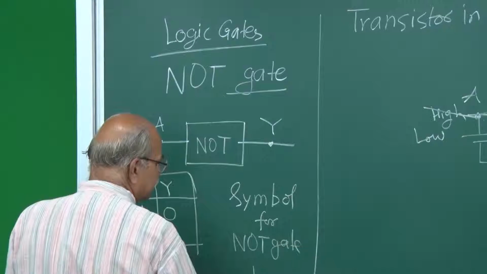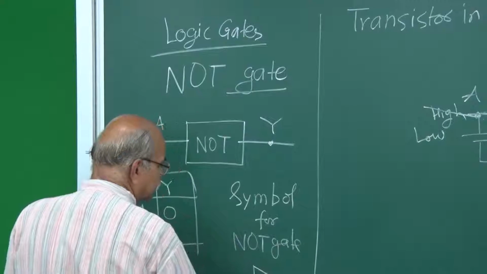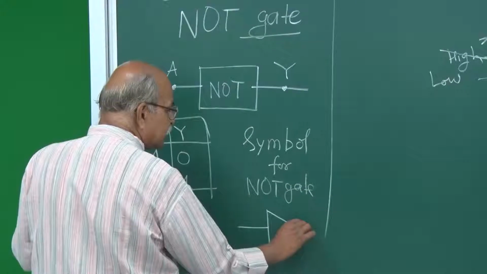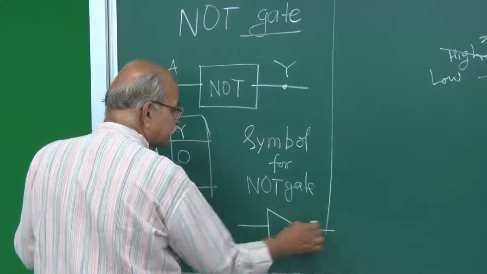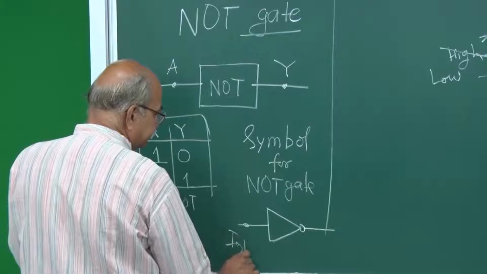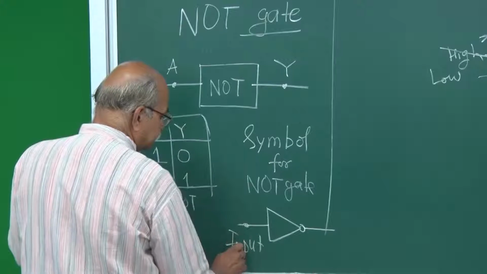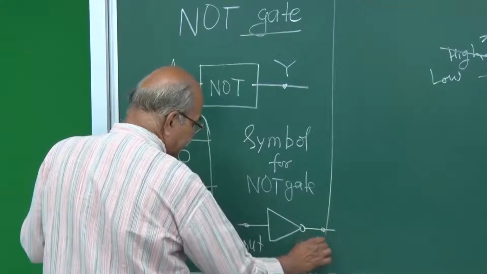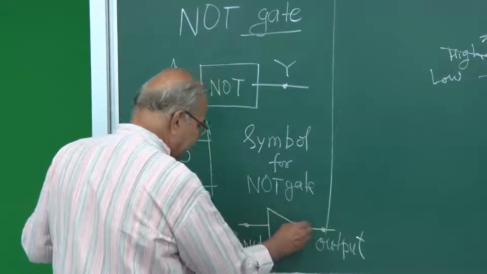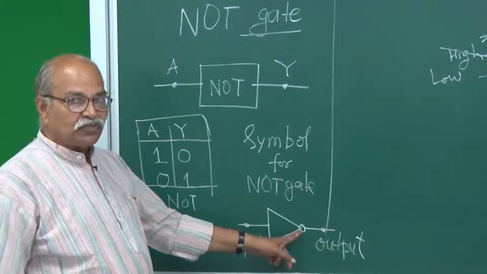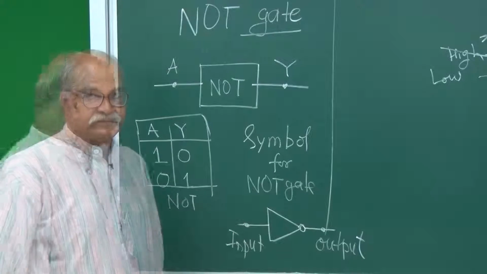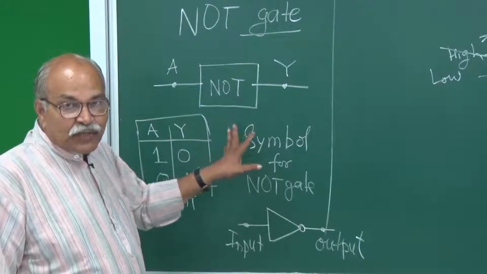That symbol is a triangle with a line here, a small circle here, and then a line here. This side is the input side, and this side is the output side. So this circle actually denotes the NOT operation. So this is the symbol for the NOT gate. This is the simplest one.